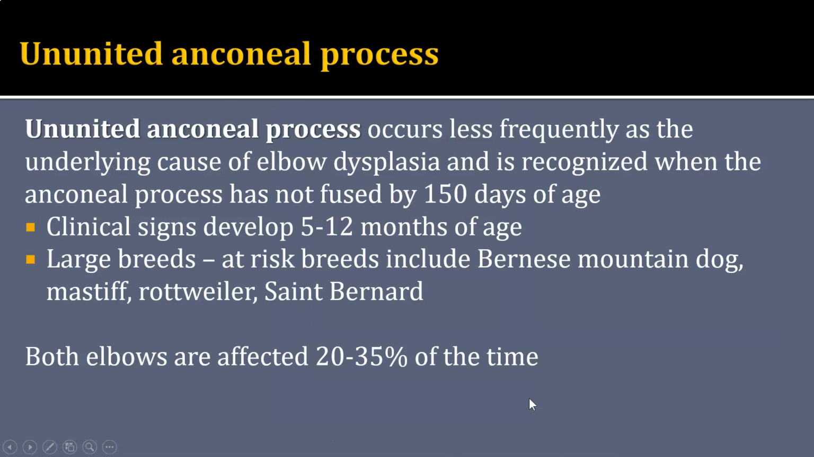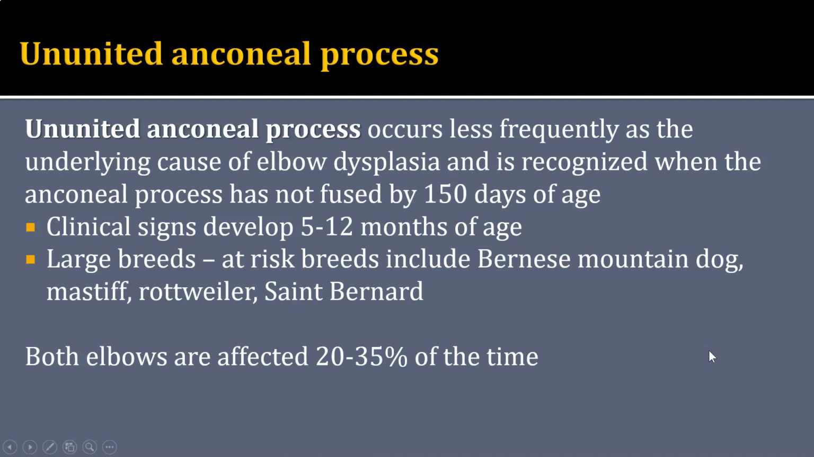The third underlying primary lesion of elbow dysplasia, after medial coronoid process and osteochondrosis, is the ununited anconeal process. This occurs less frequently as the underlying cause, and it is recognized when the anconeal process of the ulna is not fused by 150 days of age.